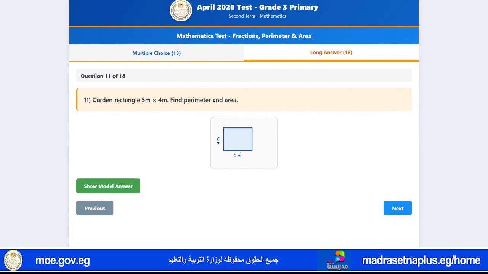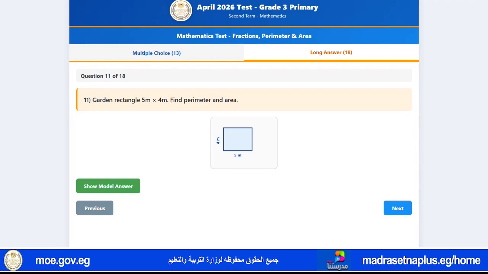Or 2 times 5 plus 2 times 4, or 2 times (5 plus 4) inside brackets. 4 plus 5, it will be 9. 9 times 2, it will be 18. So the perimeter, the fence of this garden, is 18 meters.